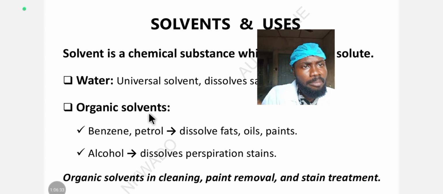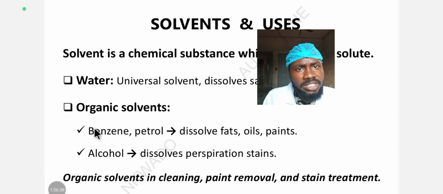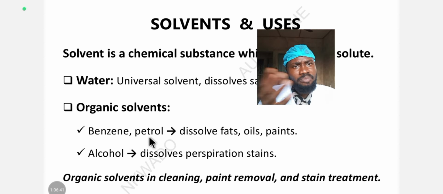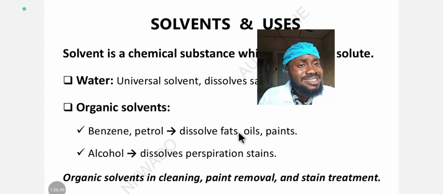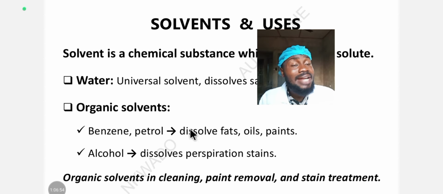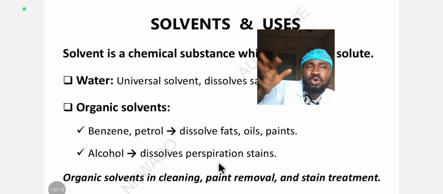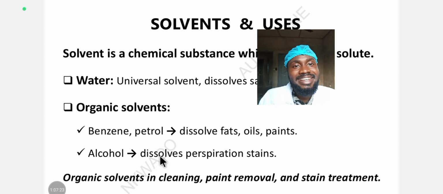Organic solvents also dissolve carbon compounds. For example, organic solvents include benzene and petrol, which dissolve fat, oil, and paint. All those organic products, petrochemicals, are dissolved by organic solvents. Water can't dissolve them. Then you also have alcohol as an organic solvent, a solvent made up of organic compounds. Alcohol dissolves stains from perspiration, from sweat.